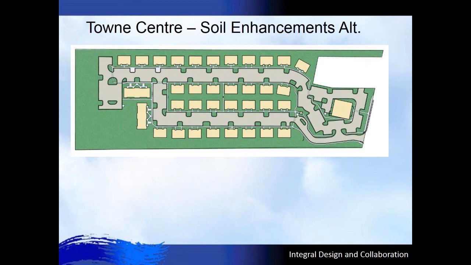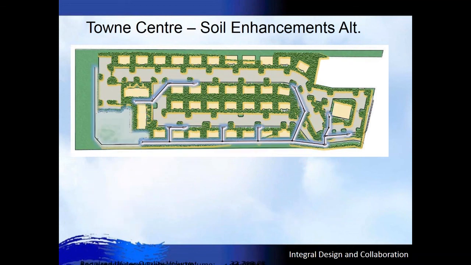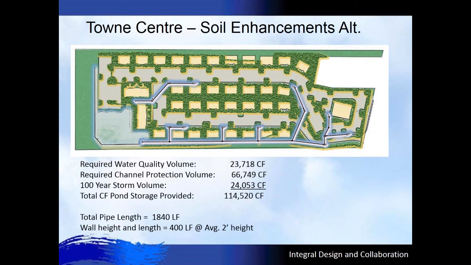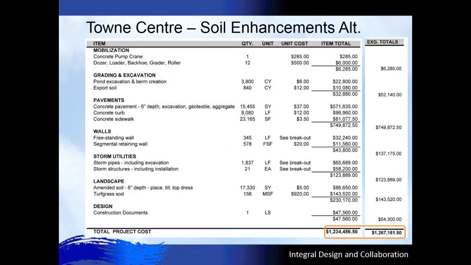So soil enhancements. You add soil enhancements to everything. The storm pipe still remains. You still have a wall, but you don't have as much cost because the soil enhancements are not that much. You still have to treat quite a lot because the soil enhancements don't actually treat a lot of the impervious areas, but the cost, surprisingly, is much cheaper. So in this case, it's over $30,000 of savings from the base cost.